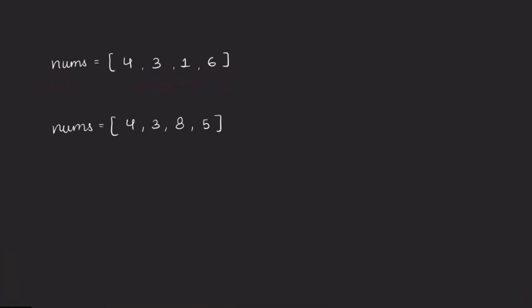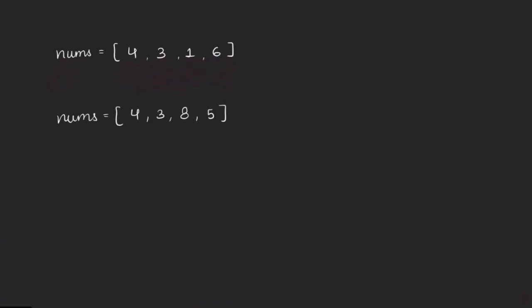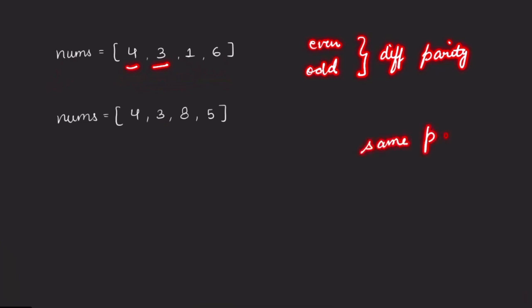Now what do they mean by a special array? If in an array, every pair of adjacent elements has different parity, then it is a special array. If any pair has the same parity, then it is not a special array. So we need to return true if it is a special array or false otherwise. Now, what do they mean by parity? Basically, if I consider two adjacent elements, one of them has to be even and one of them has to be odd, then they are considered as having different parity. If both are even or both are odd, then they are of the same parity.